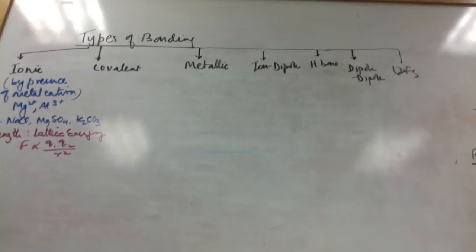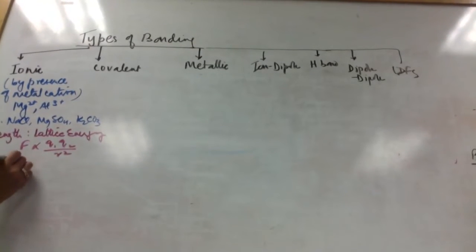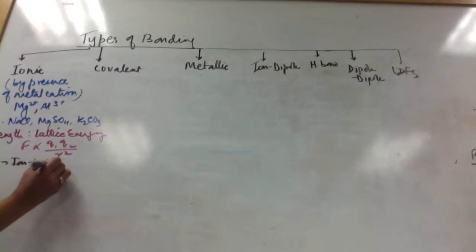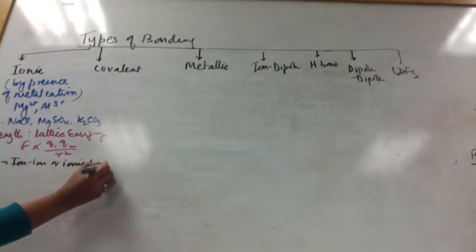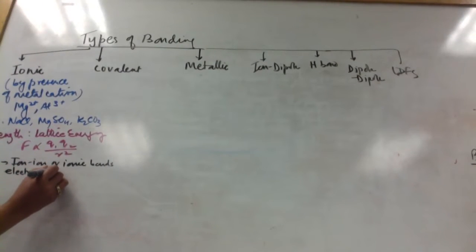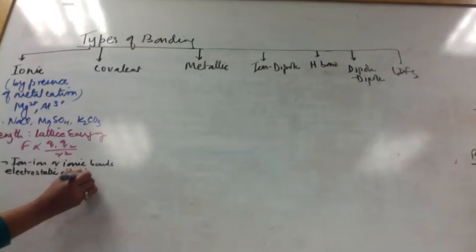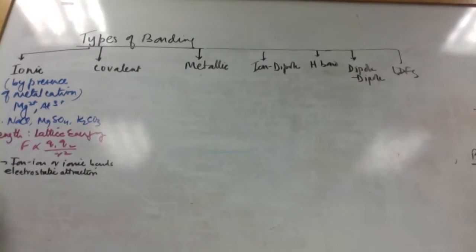Then here are some of the properties that you need to know. So before that, what are the attractions? So IMFs, inter and intra, are the same, right? And they are ion-ion or ionic bonds. And they result because of electrostatic attraction. But you must specify them as ion-ion attraction or ionic attraction. Now, some of their properties.